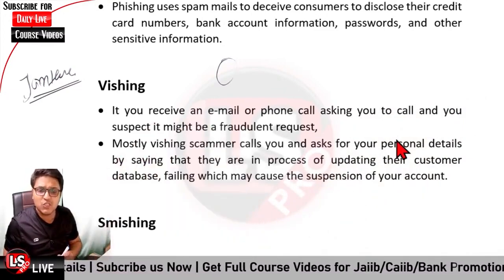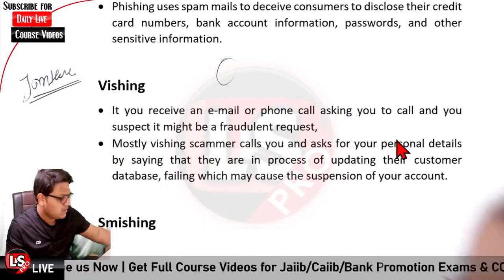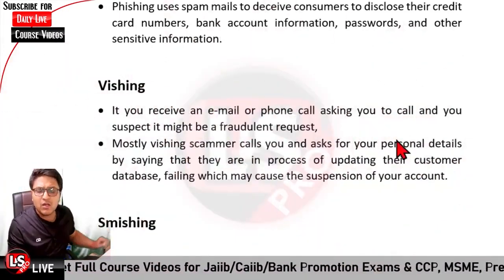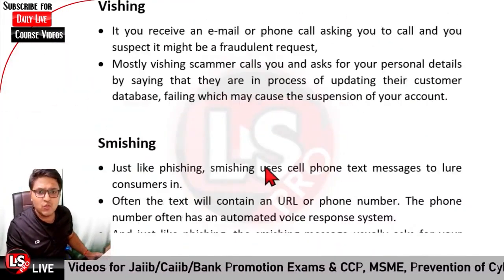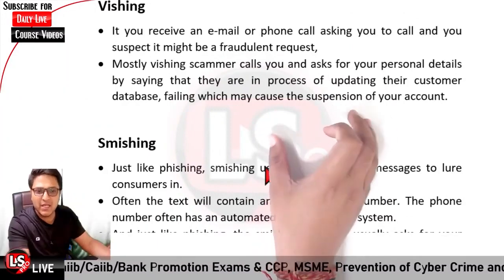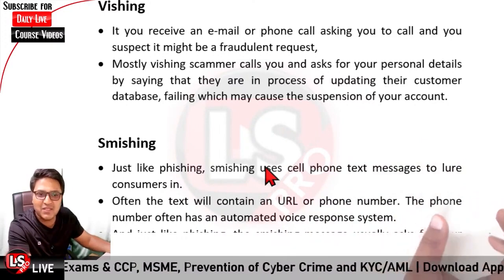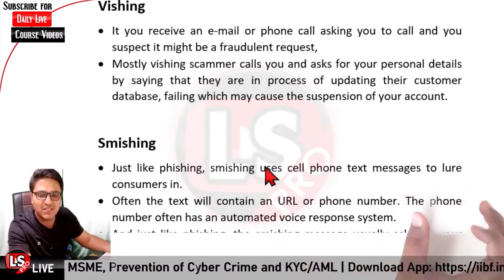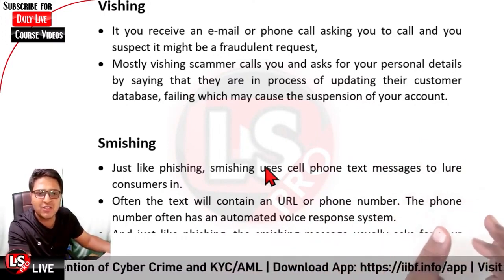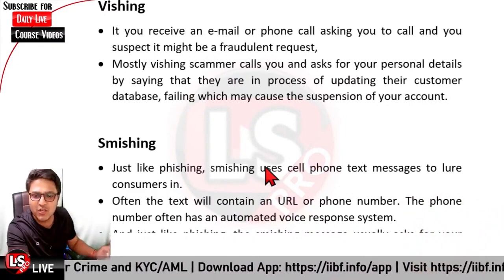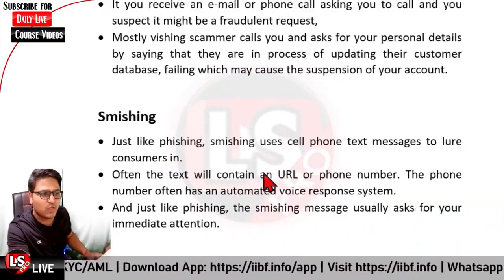And what is smishing? In case of smishing, rather than using the email or cell phone call, the text message is being used. The text messages are used so as to lure the customers in. That is what is related to smishing.